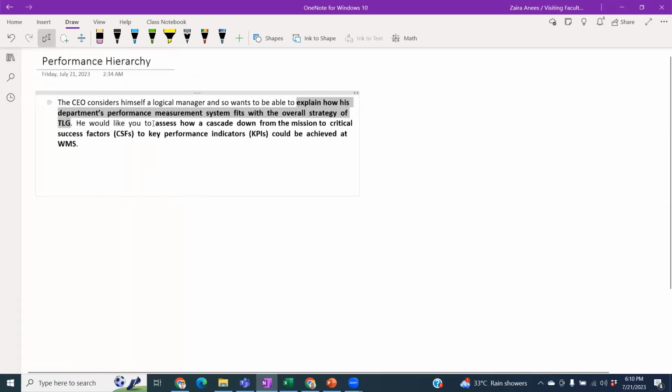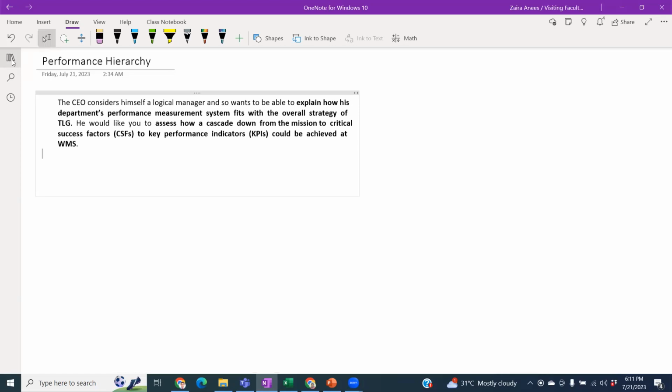So the CEO considers himself a logical manager and so wants to be able to explain how his department's performance measurement system fits with the overall strategy of TLG. He would like you to assess how a cascade down from mission to critical success factor to KPI could be achieved at WMS. Now the problem is, the majority of students, those with whom I did this question in the last semester, were unable to understand the requirement. Okay, fine. Let's read the next few parts and then we'll come back.